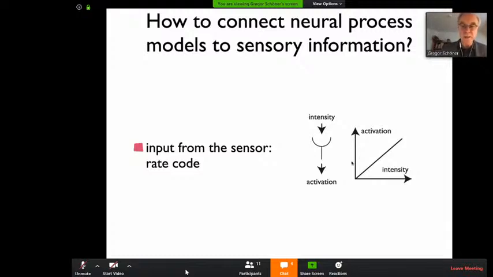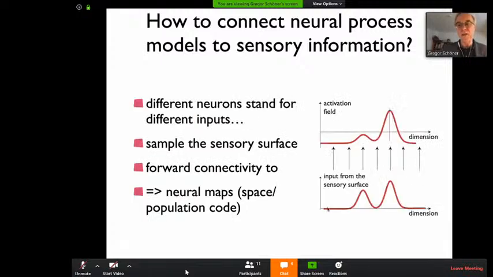And then you get meaningful information from that by having a whole lot of sensors like that. For instance, on your retina, you have different neurons that look at different locations of the retina. And they project onto populations of neurons, for instance, in cortex or LGN, so that different parts of that population are driven by different sensors like that. And therefore, you get a neural map from that forward connectivity, creating what is called a space code, or sometimes called a population code.